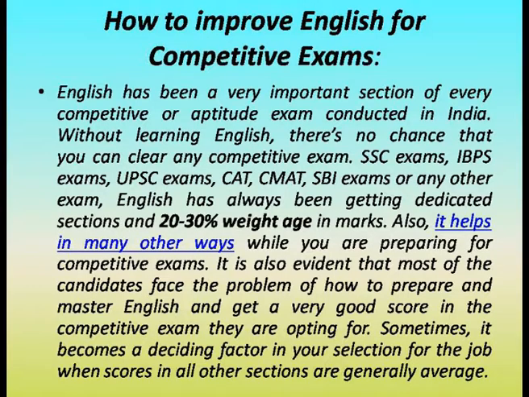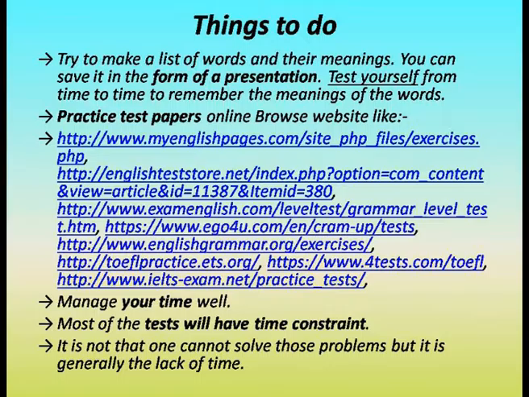Also, it helps in many other ways while you are preparing for competitive exams. It is also evident that most of the candidates face the problem of how to prepare and master English and get a very good score in the competitive exam they are opting for. Sometimes it becomes a deciding factor in your selection for the job when scores in all other sections are generally average. Things to do. Try to make a list of words and their meanings.